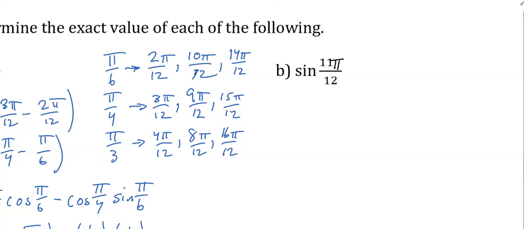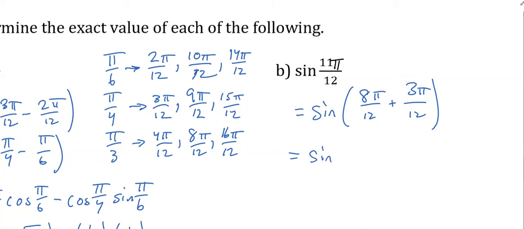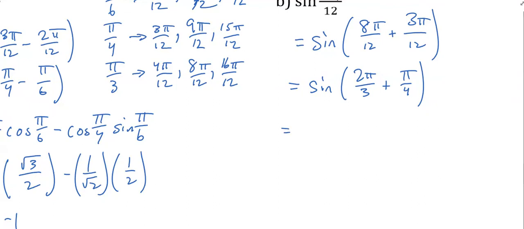Okay, so this is going to be sine of 8 pi by 12 plus 3 pi by 12, which is sine. And be careful, you got to reduce these properly. This is 2 pi by 3 plus pi by 4, right? 2 pi by 3, not just pi by 3. You got to make sure you get that right. So sine A cos B plus cos A sine B.